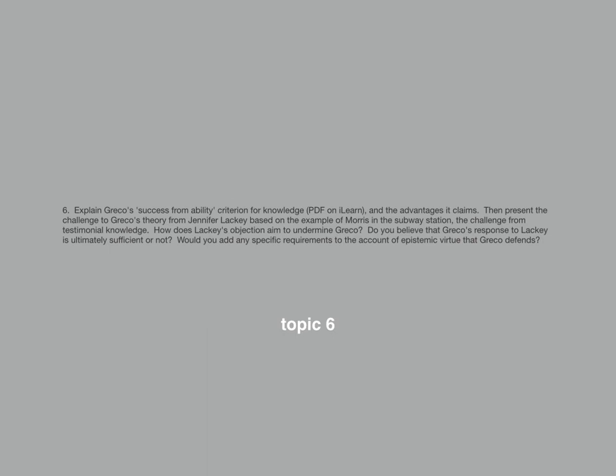So at any rate, you want to clearly get out how the Morris case really functions as a counterexample to Greco's criteria for knowledge, in particular the creditability part of it. And that's very central for his prospects of answering the value problem, because a success that's from ability has greater value than a success that's from luck.